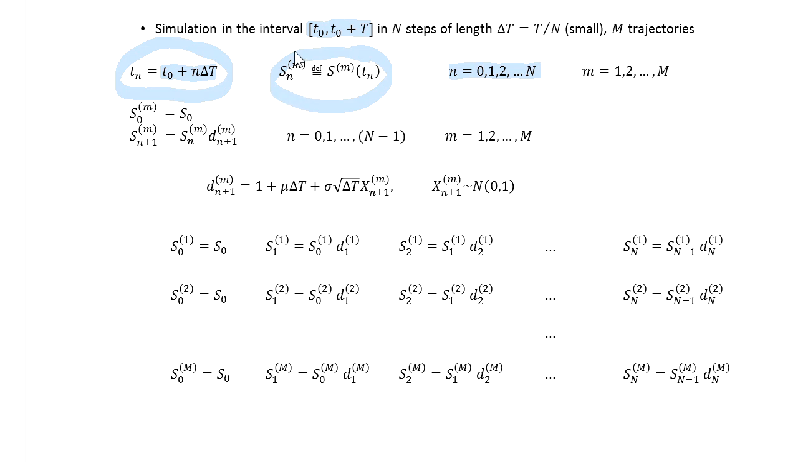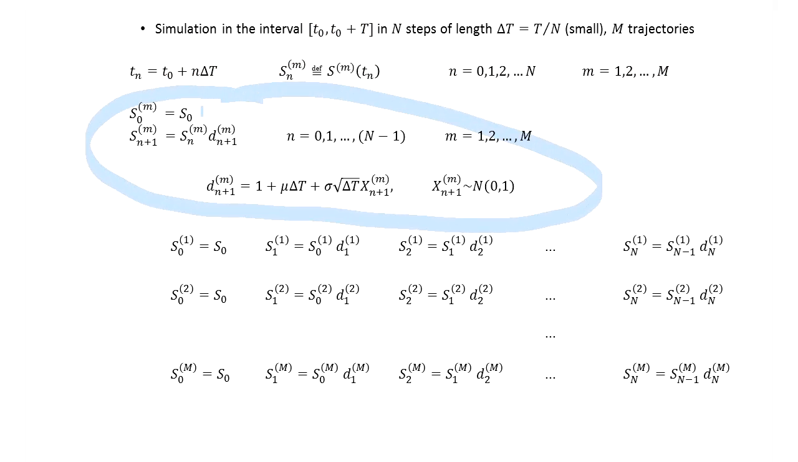We will use the symbol S_n^m to denote the value of the simulated process in the trajectory m at the monitoring time t_n. The value of the index m runs from 1 up to capital M, which is the number of simulated trajectories. And this is the algorithm that we'll use for the simulation.